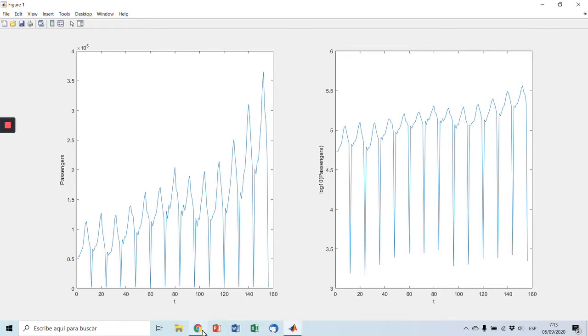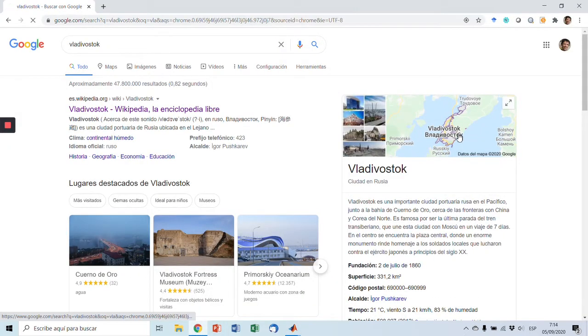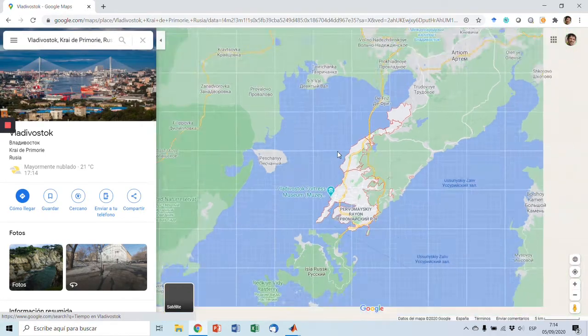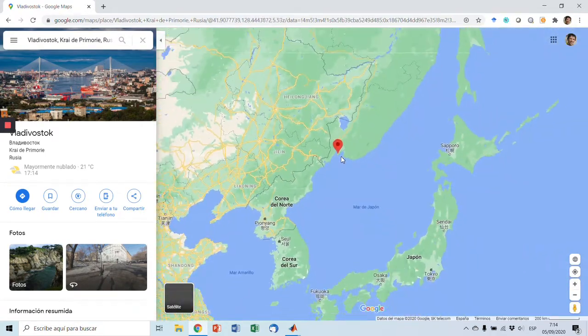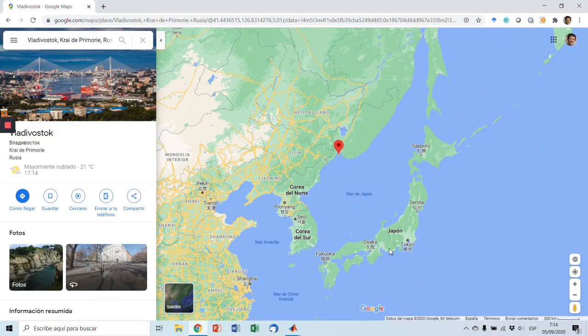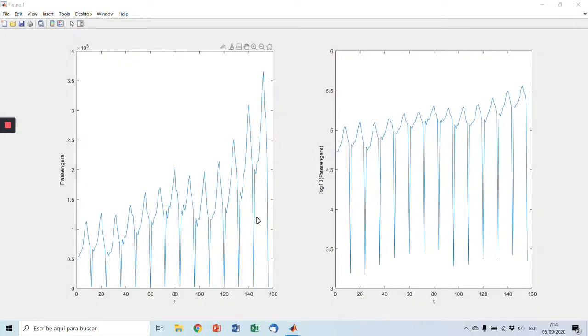The reason for that is that Vladivostok is a Russian city that is at the north of North Korea and Japan. So we can see it here. It is at the north of North Korea and Japan, and it is very cold in winter. So in December, the number of travelers through this airport drops very dramatically. And we can also see that there is a cyclic trend. This is winter, this is summer, then it goes back to winter, and all summers, the shapes of all summers look more or less the same.